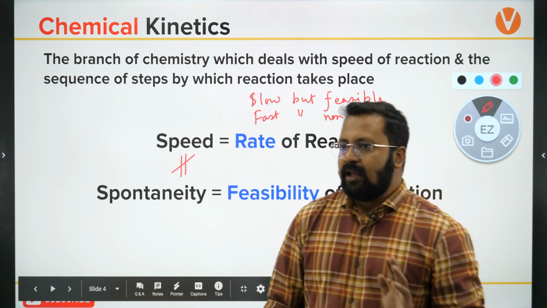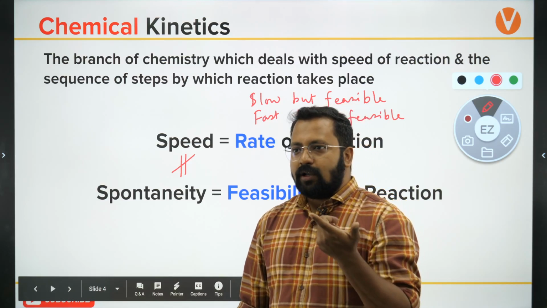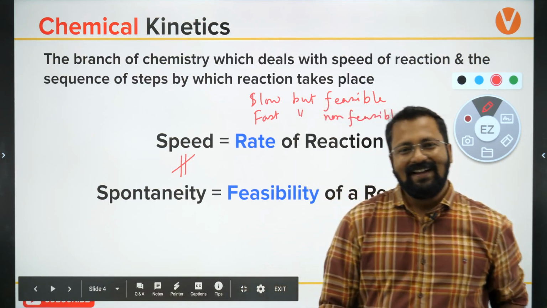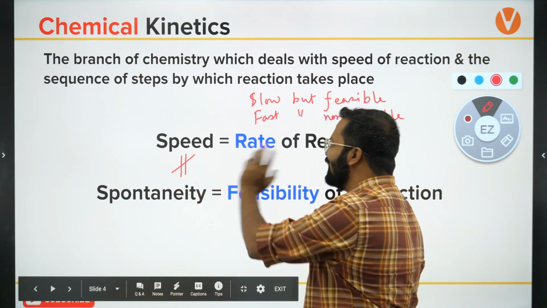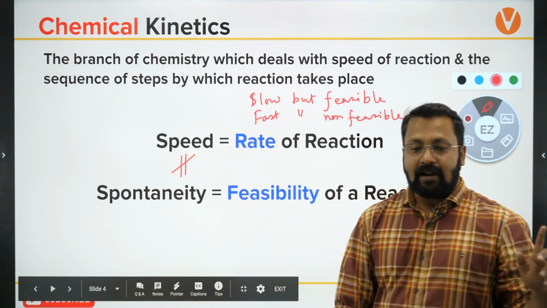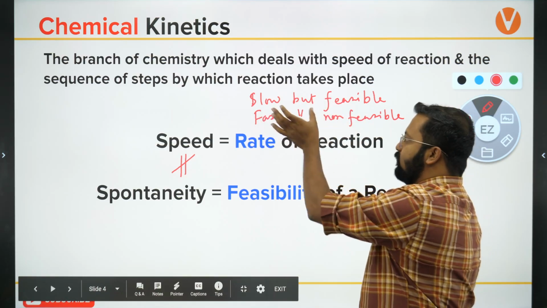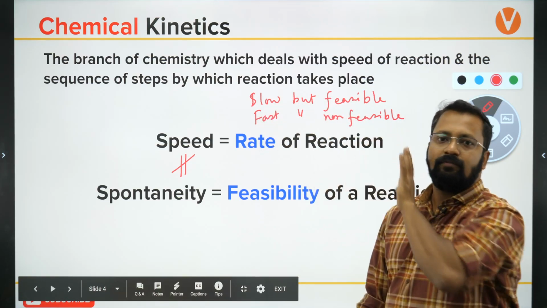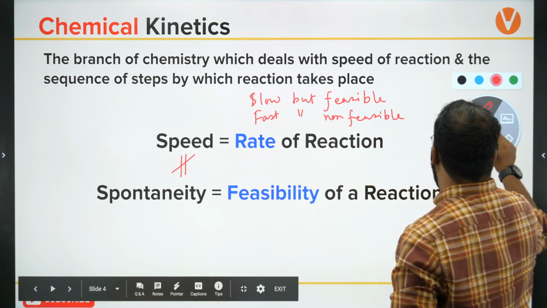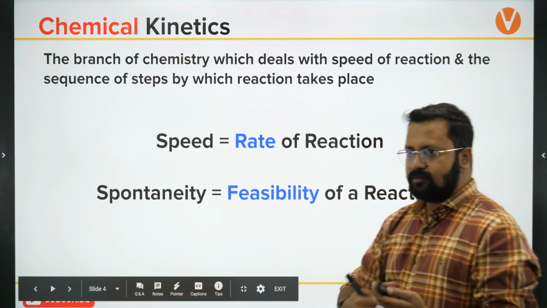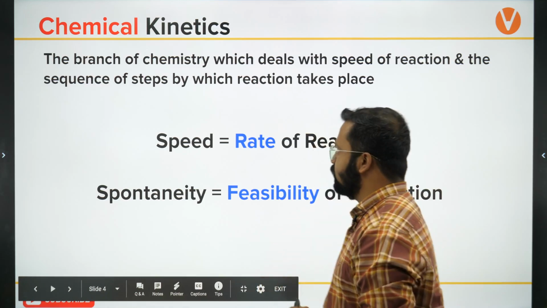Yes, that is correct. चलो अच्छा है कि spontaneity chemical kinetics में नहीं है. Spontaneity chemical kinetics में नहीं है and इसको relate भी नहीं करना है. Please don't relate this. A slow reaction can be feasible. A fast reaction can be non-feasible. Clear? Let's try and look at few scenarios.